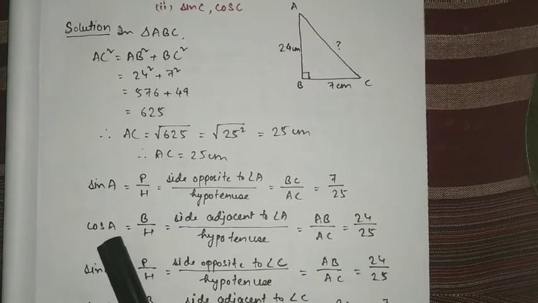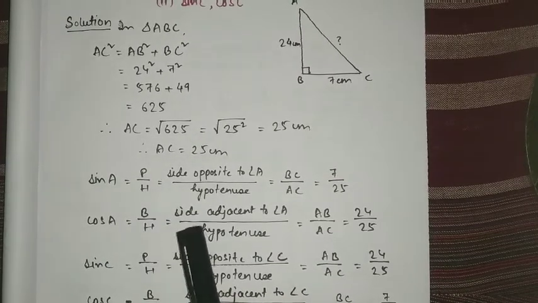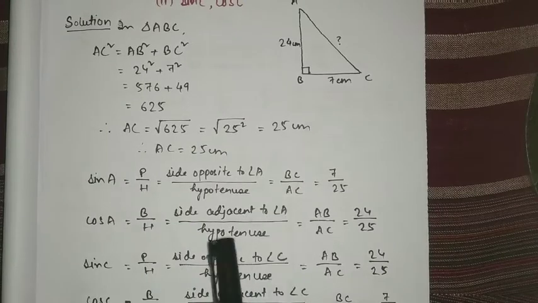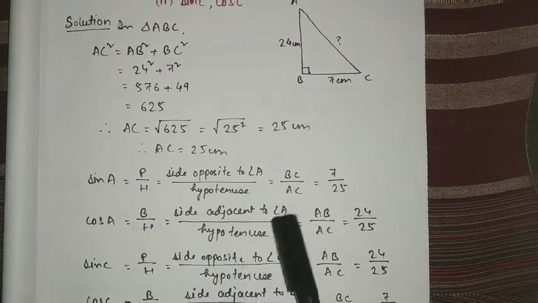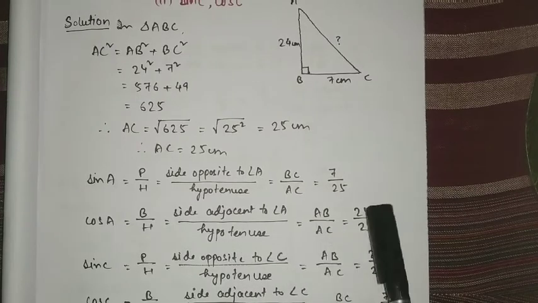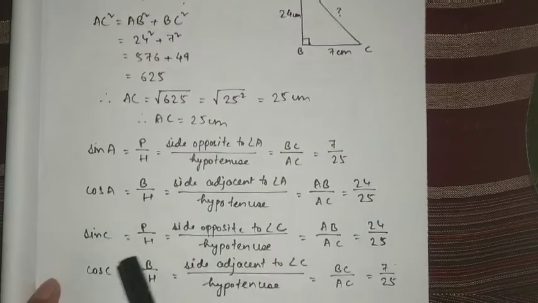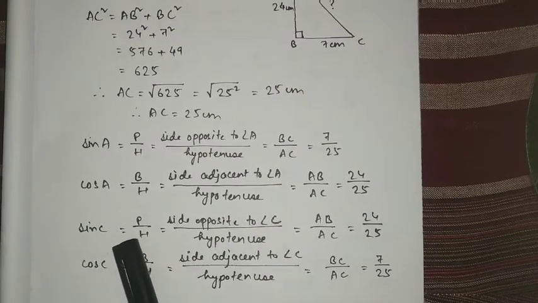Next is cos of A, which we get from Curly Black Hairs, that is base by hypotenuse. Now base is nothing but the side adjacent to angle A, and the hypotenuse is the same in any triangle. The side adjacent to angle A is AB and the hypotenuse is AC, so we get cos A as 24 by 25. And next is sine of C.